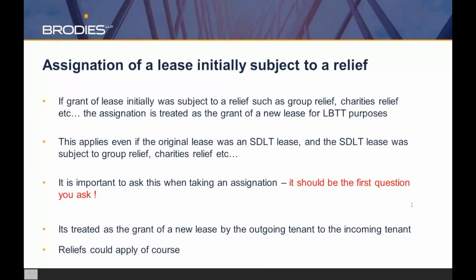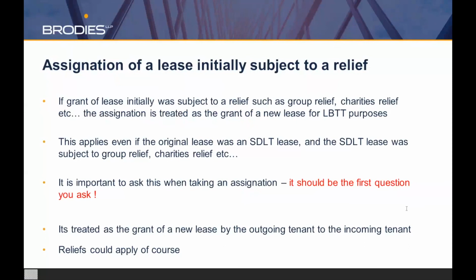So this means that they will have to do a normal leases LBTT return when they step in as tenant under the lease, and they're potentially going to bear a rather large LBTT hit. This does catch people out. Yes. If it's not been spotted, it can be a real surprise. And in our view, whenever you're doing an assignation, the fundamental question you should be asking first is, were there any reliefs on this? Because it's important to factor that in.